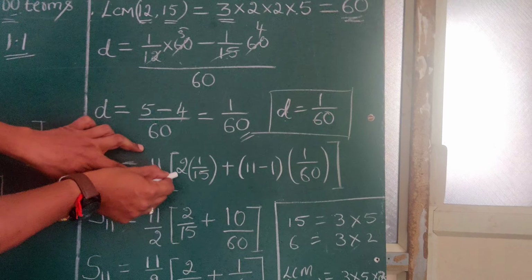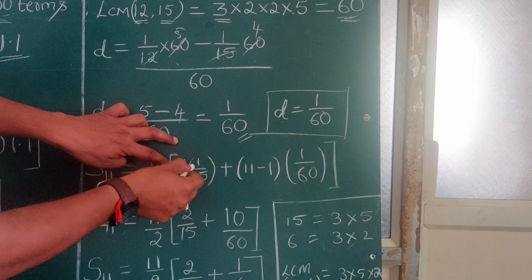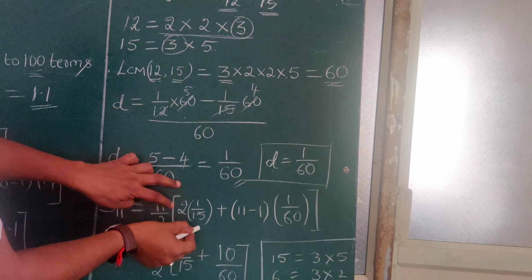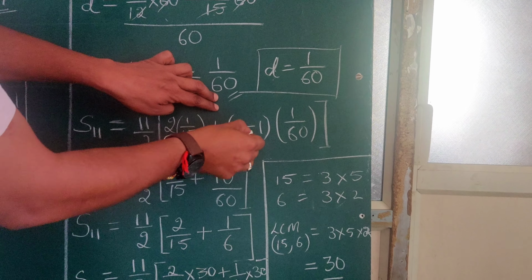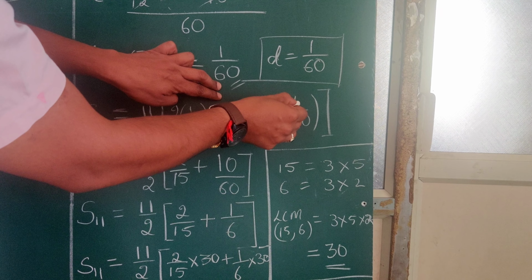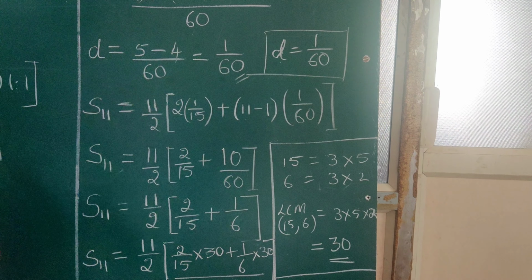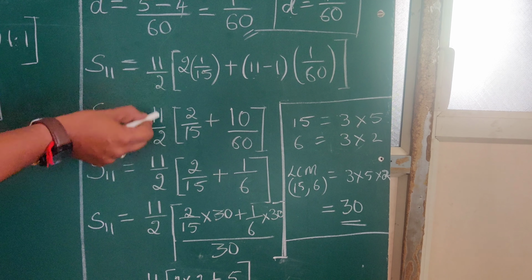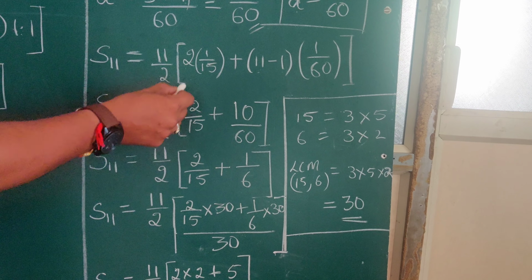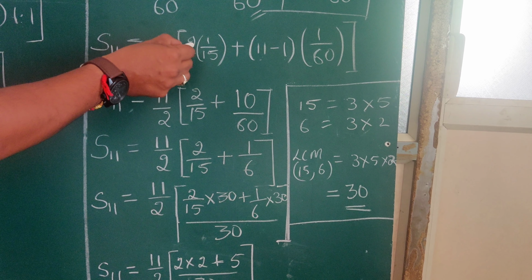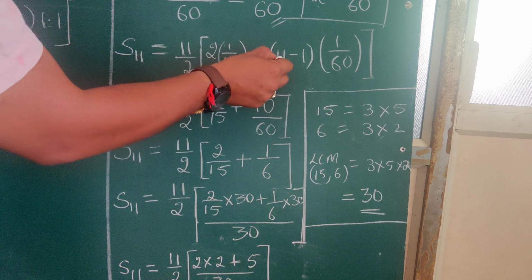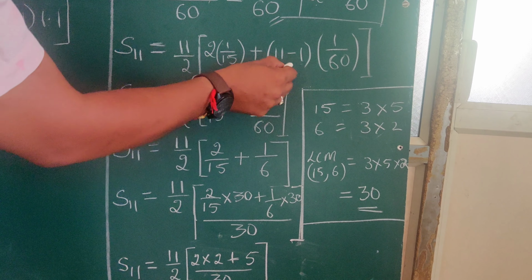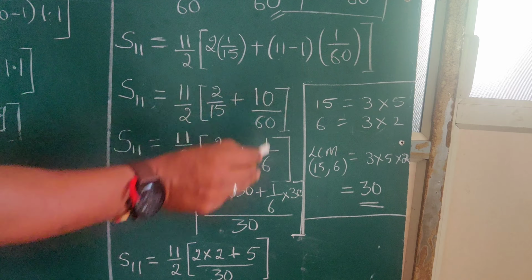11 by 2 into 2A, in place of A the first term 1 by 15, plus N minus 1. N is nothing but 11, so 11 minus 1, into D. D is nothing but 1 by 60. Now multiply. 11 by 2 cannot be divided, keep it as it is. This is 2 into 1 by 15, which is 2 by 15, plus 11 minus 1 is 10, by 60, kept as it is.